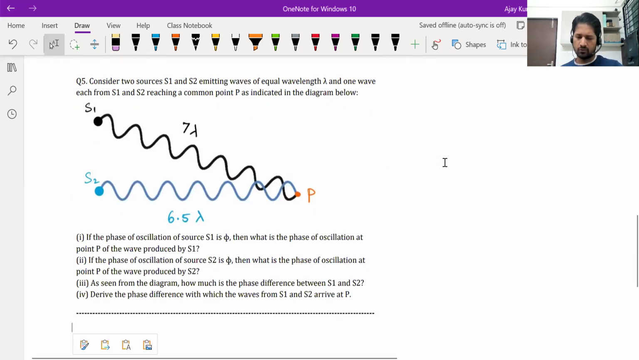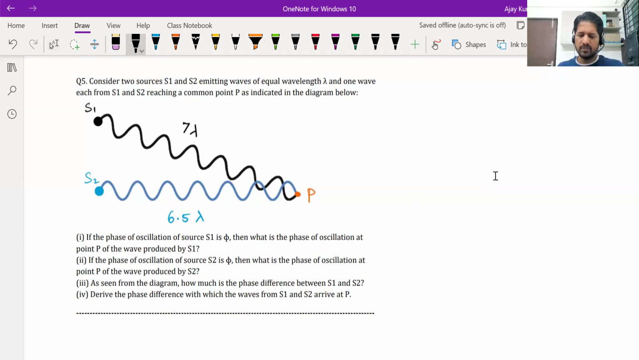Consider two sources S1 and S2 emitting waves of equal wavelength and one wave each from S1 and S2 reaching a common point P as indicated in the diagram below. If you had studied YDSE before, then you will know why this matters, because in YDSE this is what happens. Two sources emitting waves, and from each source one wave will be reaching a point on the screen. So S1 to P, the distance is 7 lambda, as you can see. S2 to P, the distance is 6.5 lambda.